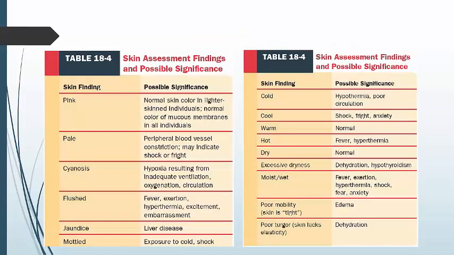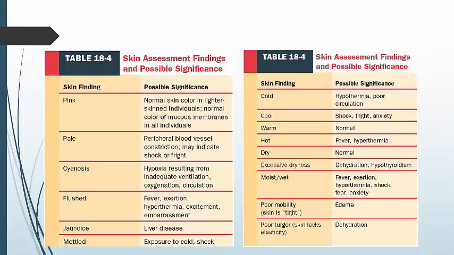Now, here's some charts that have a couple of different potential significance. Your pink skin is normal skin color. Pale may indicate peripheral blood vessel constriction, could be shock or fright. Cyanosis could be due to hypoxia. Flushed could be fever, exertion, hyperthermia, excitement, or embarrassment. Jaundice usually is indicative of liver disease. Mottled could be exposure to cold or shock, and that's usually a later shock sign.